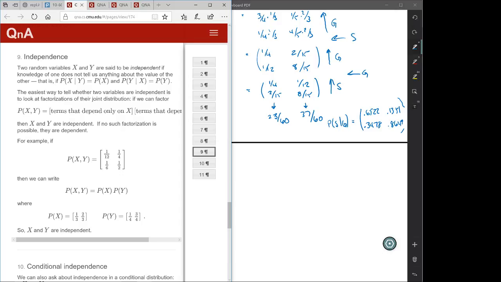One of the important concepts in a probability distribution, something that we use a lot in machine learning, is independence. Independence, at a high level, means that knowing the value of one random variable doesn't tell us anything about the value of the other. In symbols, that means that when we condition on a value of y, the conditional distribution of x is equal to its marginal distribution. And the same thing when we condition on a value of x, the conditional distribution of y is equal to its marginal distribution.